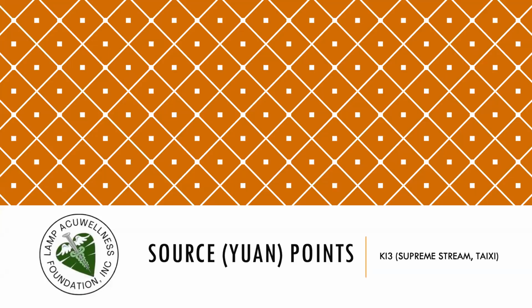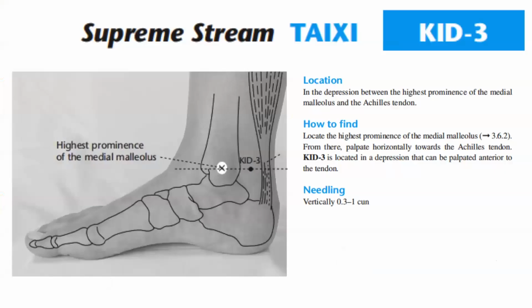Let's discuss kidney 3, a Yuan-source point. Kidney 3, or supreme stream, is located in the depression between the highest prominence of the medial malleolus and the Achilles tendon. How to find kidney 3?